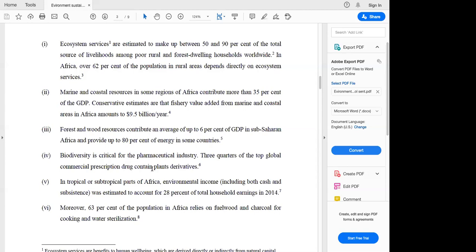It is estimated that about 95 billion per year in terms of fishery value added is actually realized in some areas in Africa. We also know that forest and wood resources contribute an average of 6% of GDP in sub-Saharan Africa, and over 80% of the energy in some of the countries in the region actually comes from wood. And we know that biodiversity is critical for the pharmaceutical industry because 3/4 of the top global commercial prescription drugs contain plant derivatives. In some tropical, subtropical parts of Africa, environmental income was estimated to be about 28% of the household earnings in 2014. Moreover, we know that 63% of the population in Africa relies on wood fuel and charcoal for cooking and water sanitation.